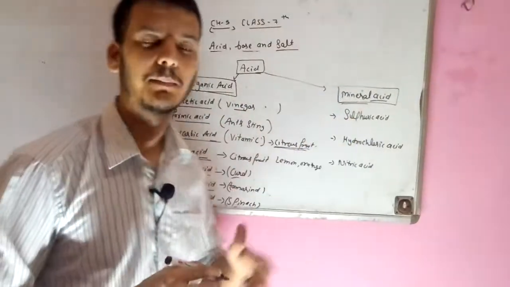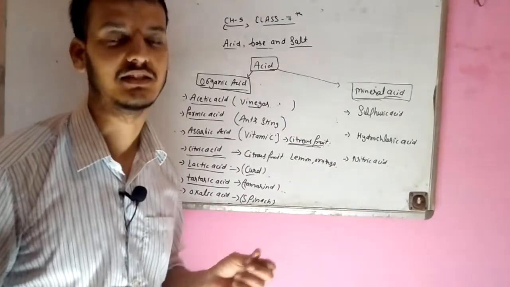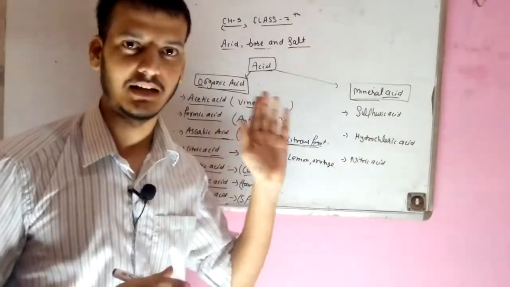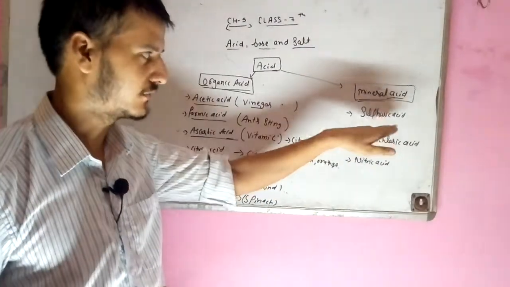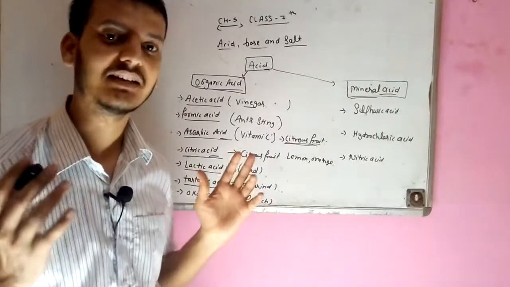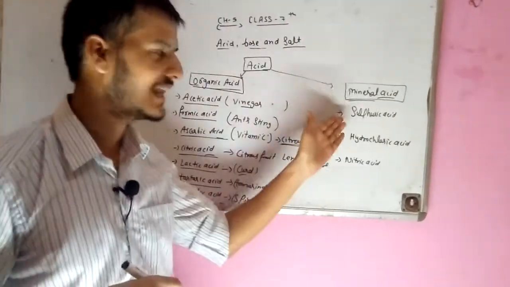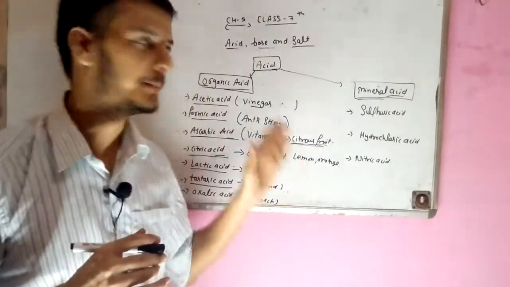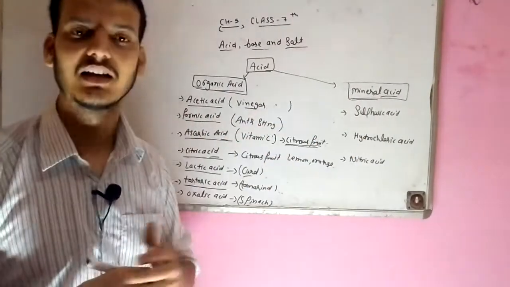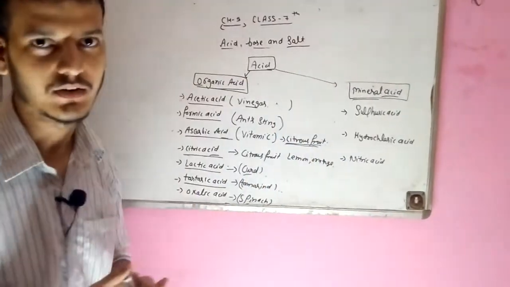But if we talk about mineral acids, they are generally made in industries. They will not be found in any natural substances. Sulfuric acid, hydrochloric acid, and nitric acid are examples of this. If we compare the strength of mineral acids and organic acids, we will find that mineral acids are highly acidic compared to organic acids. Organic acids are weak acids and mineral acids are strong acids. So that is the nature of mineral and organic acids.